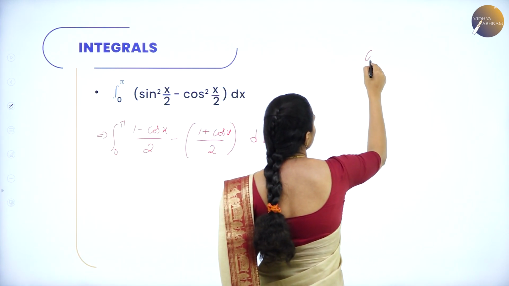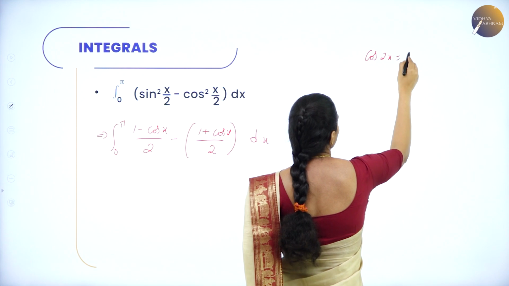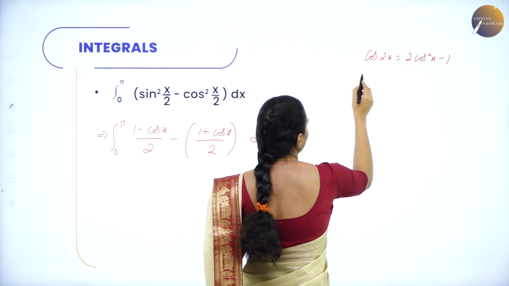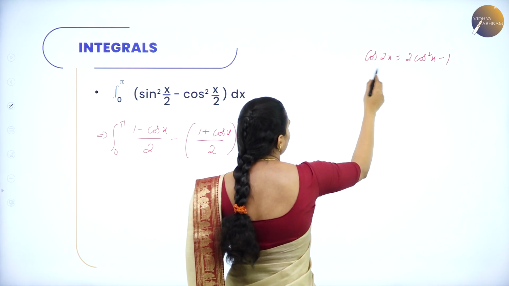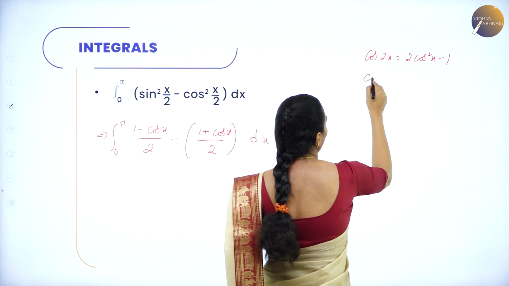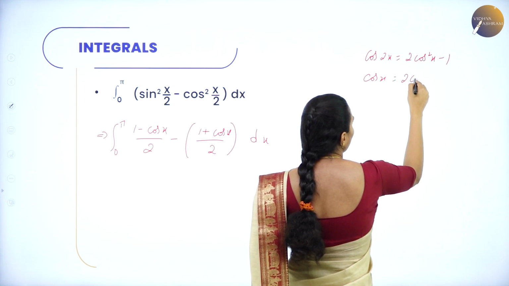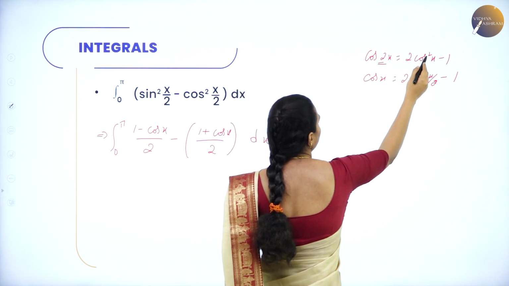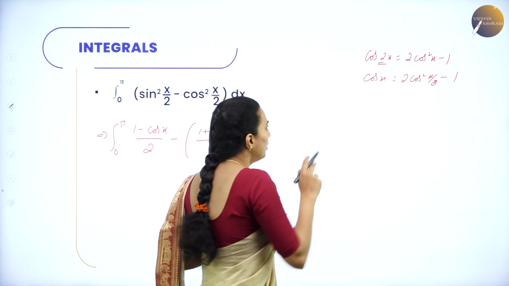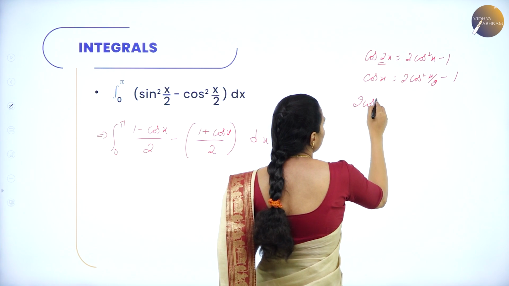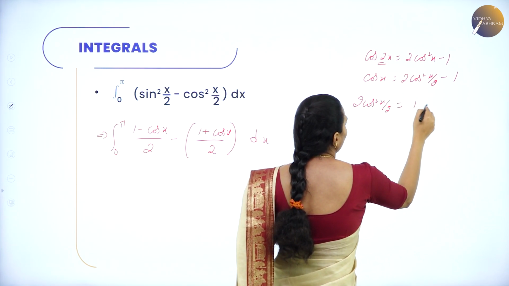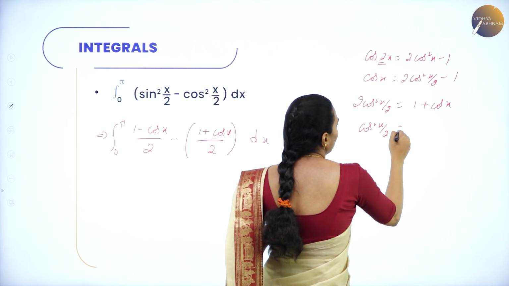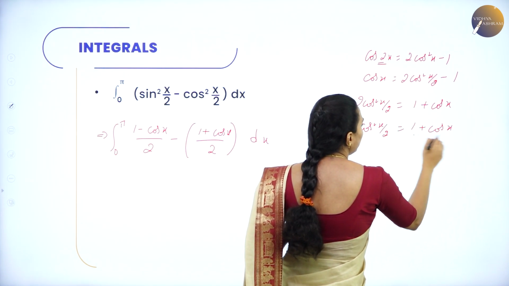You know that cos 2x can be written as 2 cos squared x minus 1. So if you divide throughout by 2, cos x can be written as 2 cos squared x by 2 minus 1. Okay, this 2 will be divided into the angle itself. Now, 2 cos squared x by 2 can be written as 1 plus cos x. Otherwise, cos squared x by 2 can be written as 1 plus cos x divided by 2.